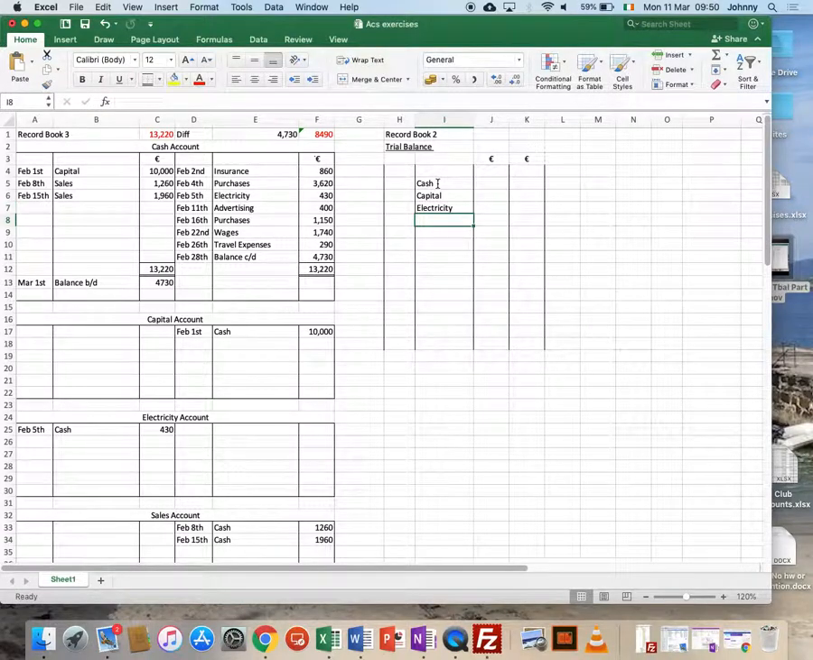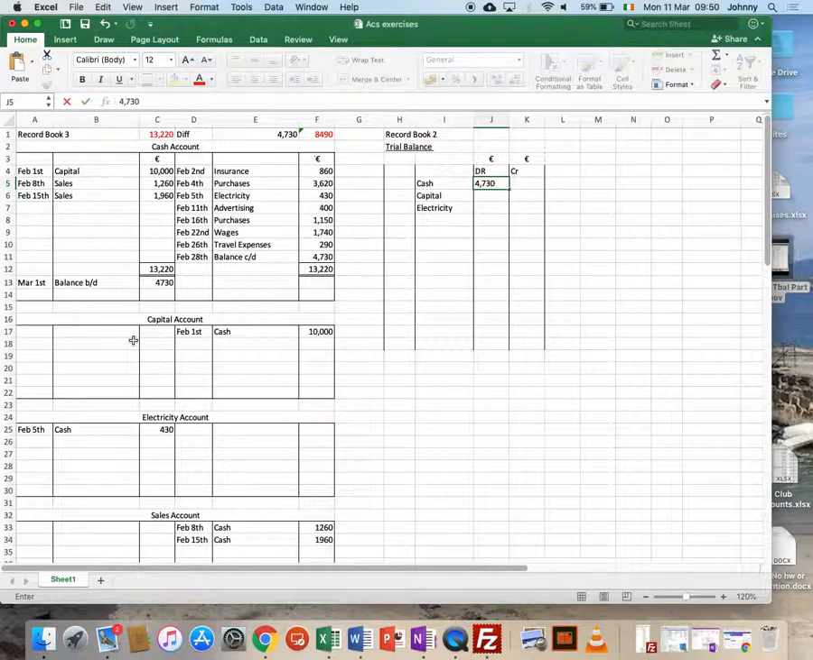Now, the balance BD in this account is on the debit side. So these columns here are DR and CR. So I put 4730, which is the balance. I put that on the debit side because the balance there is on the debit side.